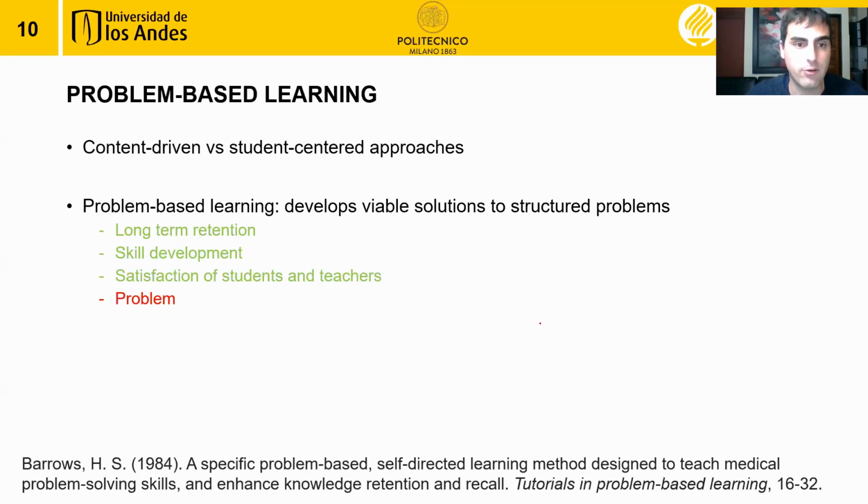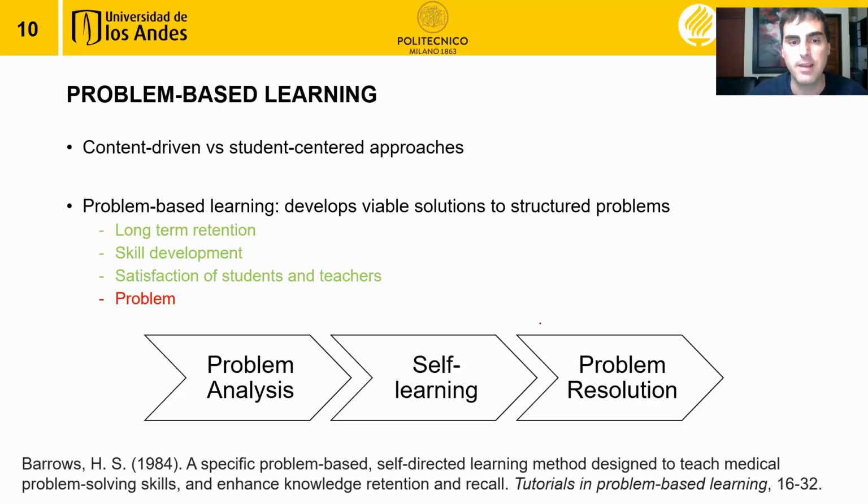The benefits shown in the literature are long-term retention of the concepts, better skill development, and also better satisfaction of students and teachers. The drawback is the problem itself, because the problem needs to be large enough to apply all the different concepts that are trained in the course, and also needs to be quite close to a real-world problem, in order to engage students.